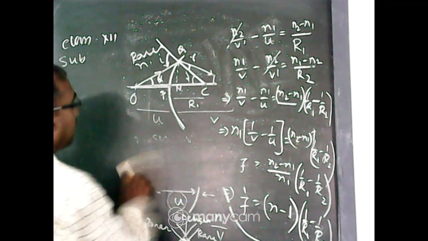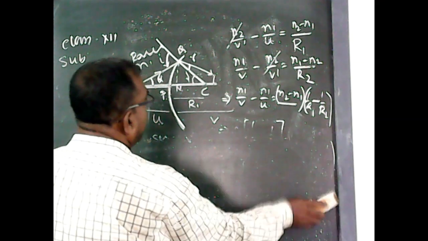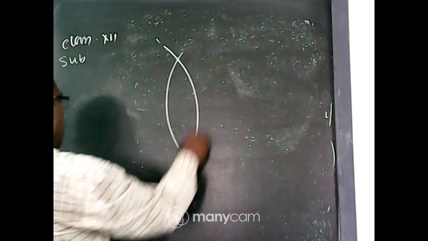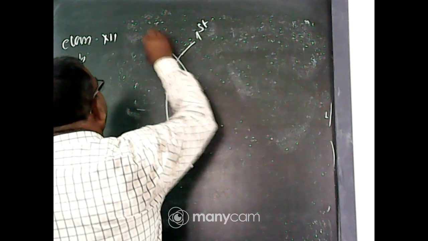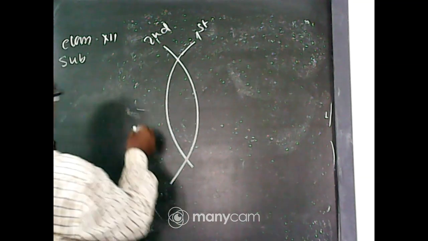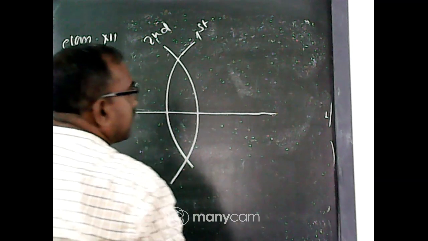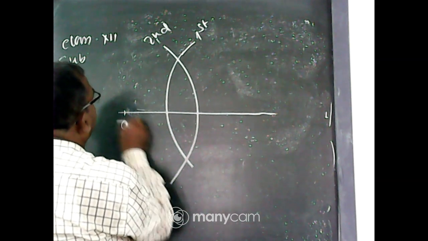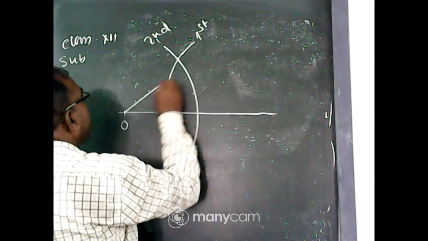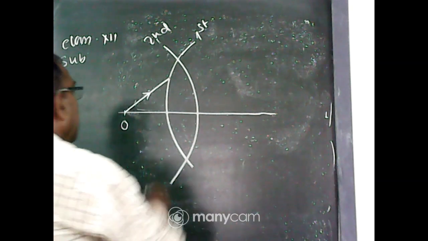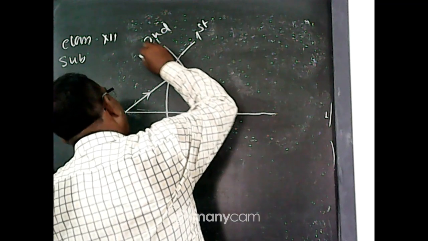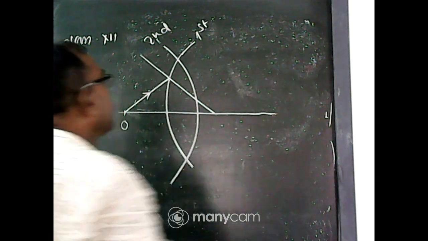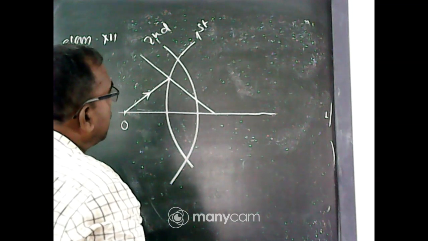Okay, again I draw the lens diagram and the diagram for the image formation. You check it. Suppose you consider this is the lens. This is the first surface and that is the second surface. Here this is the object, and the incident ray is this. This is for the first surface. You draw the normal on that surface. This is the normal.